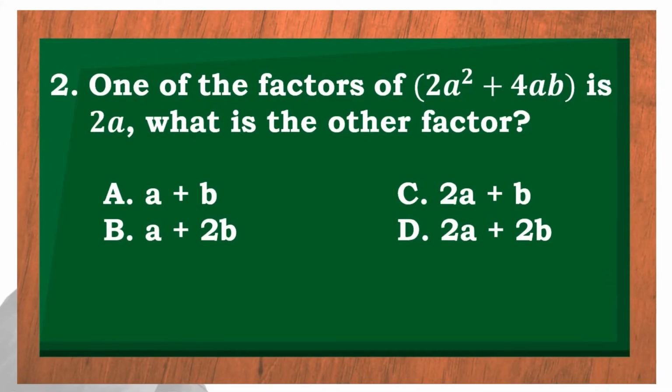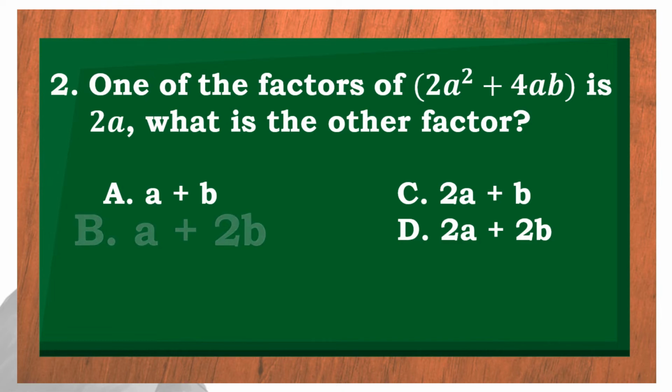Number 2. One of the factors of 2a squared plus 4ab is 2a. What is the other factor? A, a plus b. B, a plus 2b. C, 2a plus b. D, 2a plus 2b. The other factor is letter B. a plus 2b, obtained from dividing the expression 2a squared plus 4ab by the greatest common monomial factor 2a.